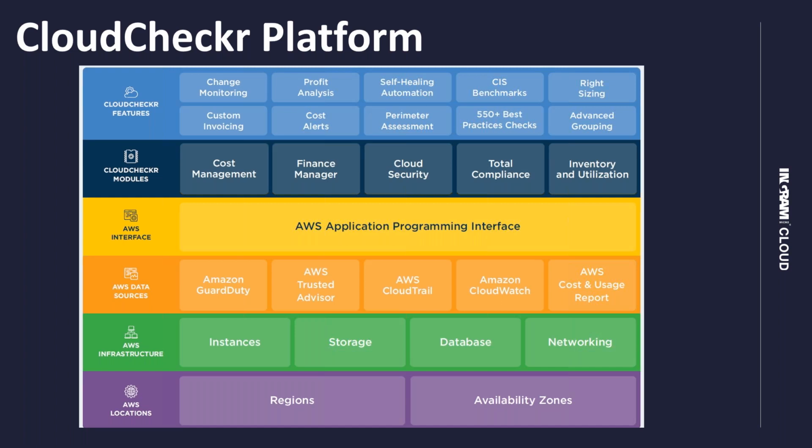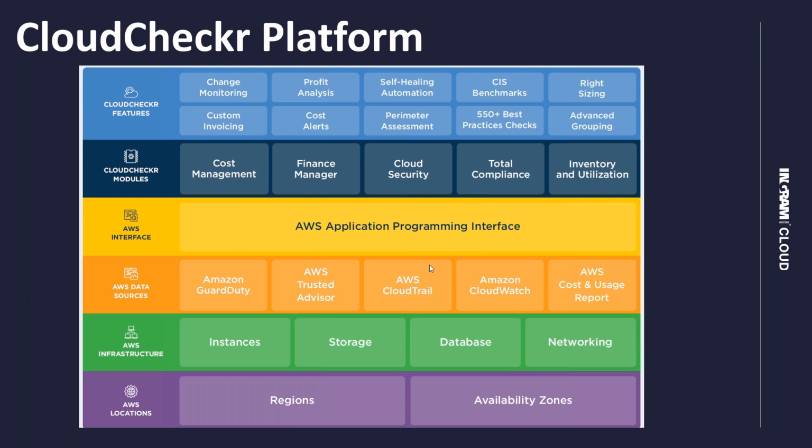We have the AWS environment underneath layer. So you have a region, availability zone. You have a lot of AWS infrastructure. And thanks to the AWS API, CloudCheckr can access all the data. So there's a lot of data sources here. You have Amazon GuardDuty, you have AWS Trusted Advisor, CloudTrail, CloudWatch, and also CUR, which is the Cost and Usage Report.